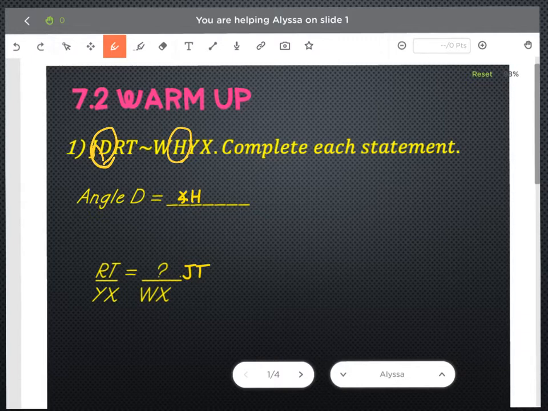Then it said RT over YX. So if I go back to my initial statement here, RT over YX would equal what over WX, which is the first and the last letters. I want to go back to the first one and say the first and the last letters, which would have been JT.